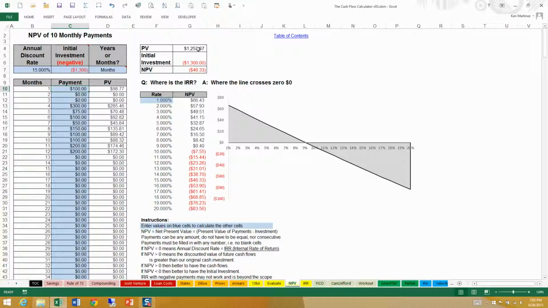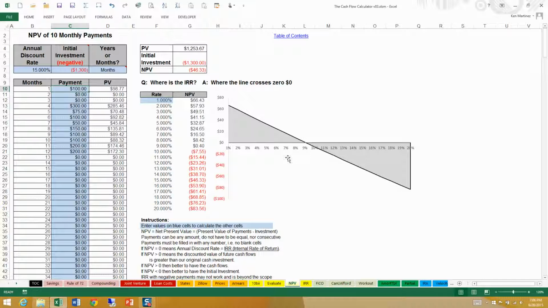Well, the present value of these at 15% is $1,253. Your initial investment is $1,300. So since this is negative, if your goal really was 15%, then you'd rather have the $1,300 rather than the payments. When these two equal 0, that's your internal rate of return.